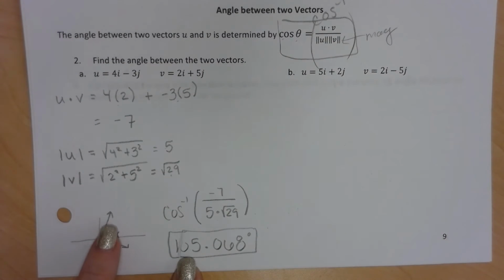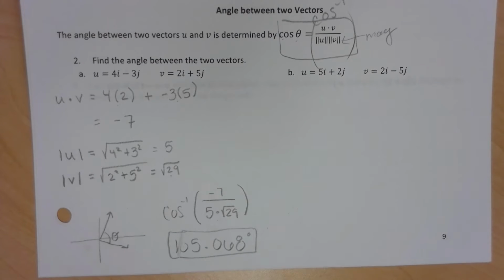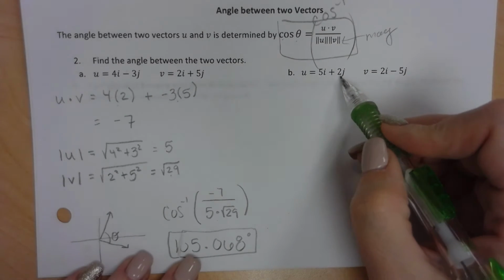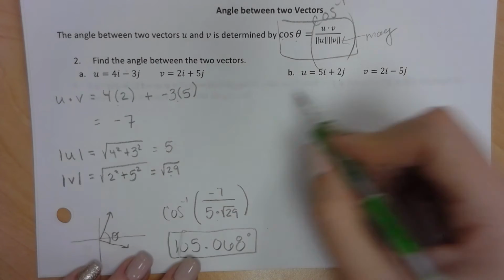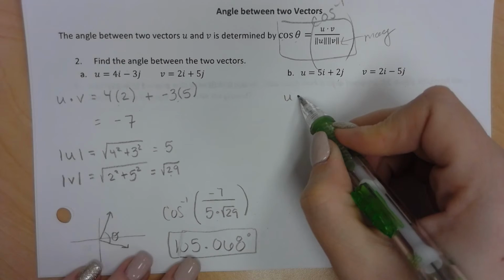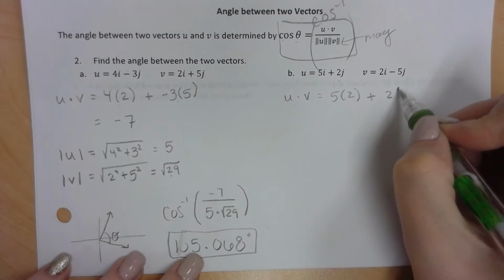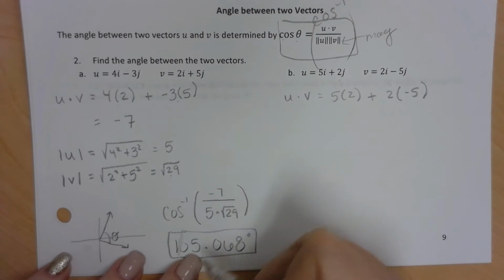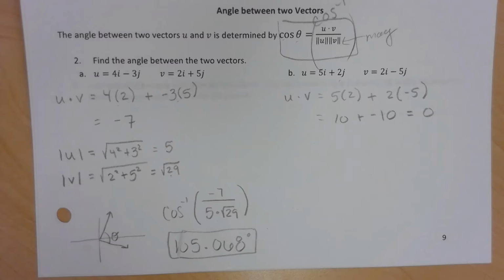Okay, so this angle right here between the two vectors is 105.068. Okay, so let's try B. So B is 5i plus 2j and 2i minus 5j. So we're going to first find the dot product. So we're going to do 5 times 2 plus 2 times negative 5. That gives us 10 plus negative 10, which is 0.